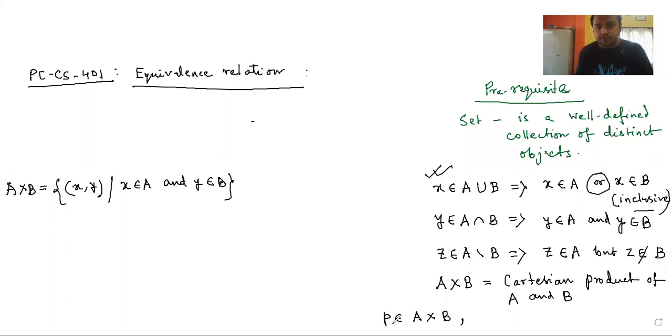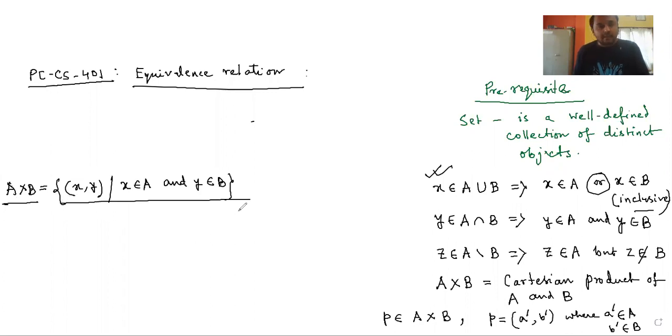So when we talk about P belonging to A cross B, we have to understand that P is not a single element, a single point. It is an ordered pair of the form, say, A prime comma B prime, where A prime belongs to A and B prime belongs to B. Okay, so in this way, we define the Cartesian product of two sets. This is the most fundamental part, which will be needed again and again to understand what an equivalence relation is, so I will stress on that.